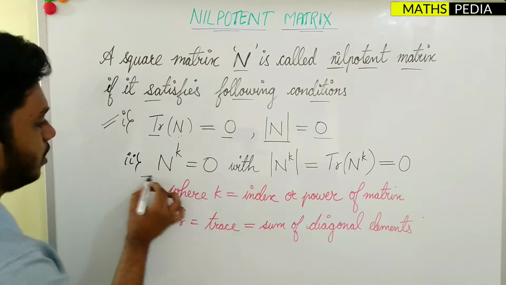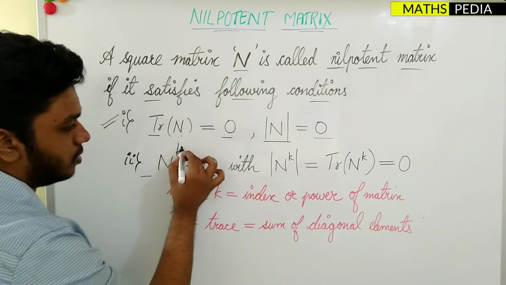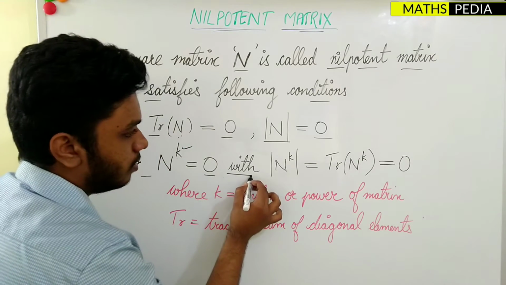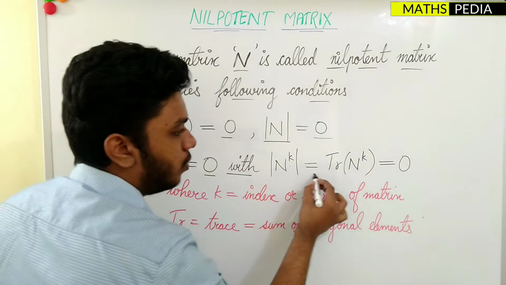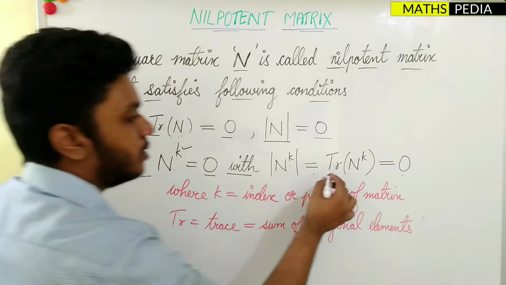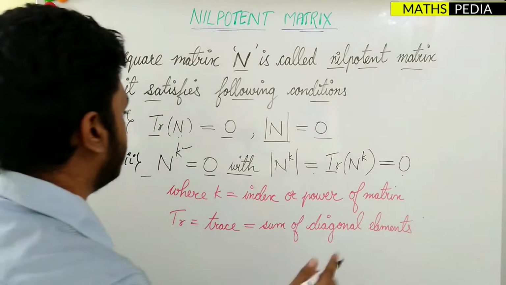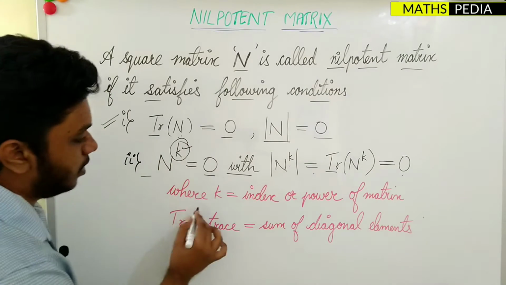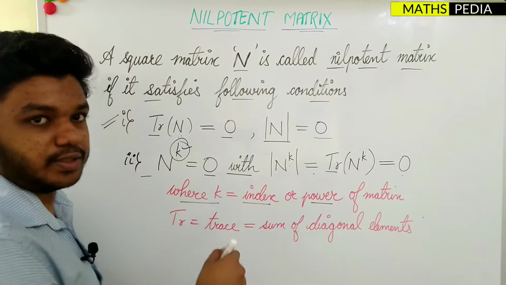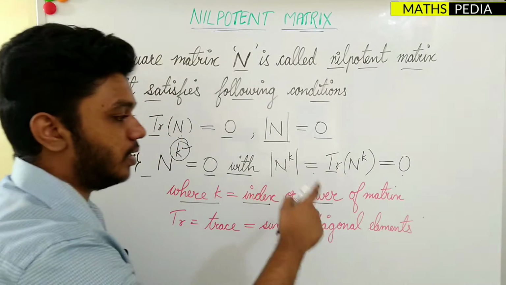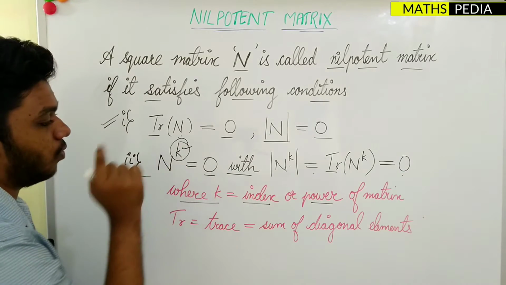The second one is N power k is equal to 0. We'll discuss k, with the determinant of N power k equal to 0, as well as the trace of N power k also equal to 0. That means, what is k over here? k is nothing but the index or the power of the matrix. So that we'll be seeing in the question. When we solve the question, we'll try to understand what is k over there.